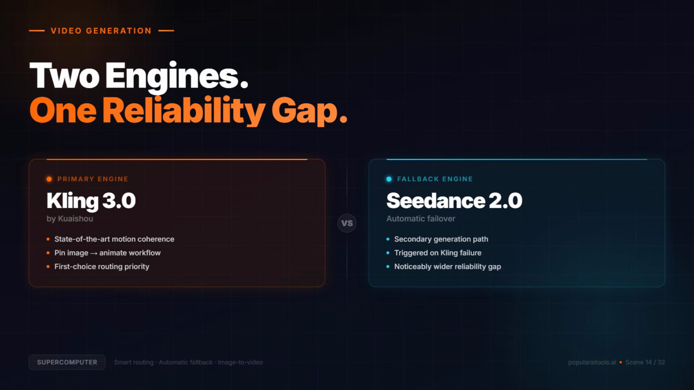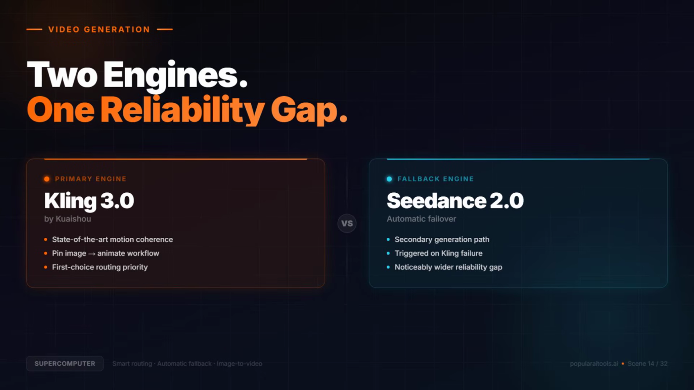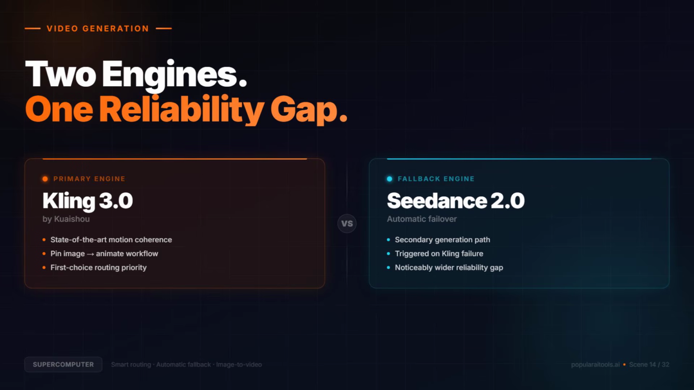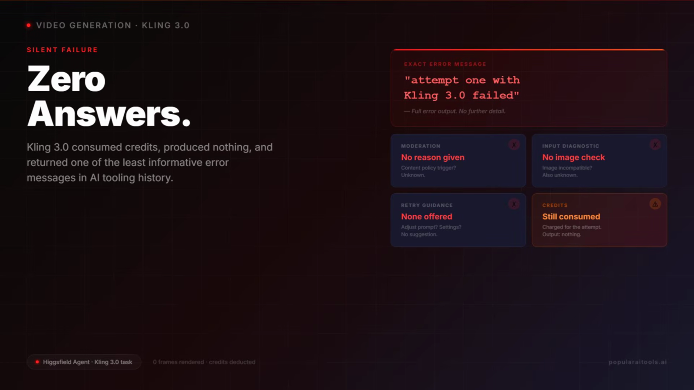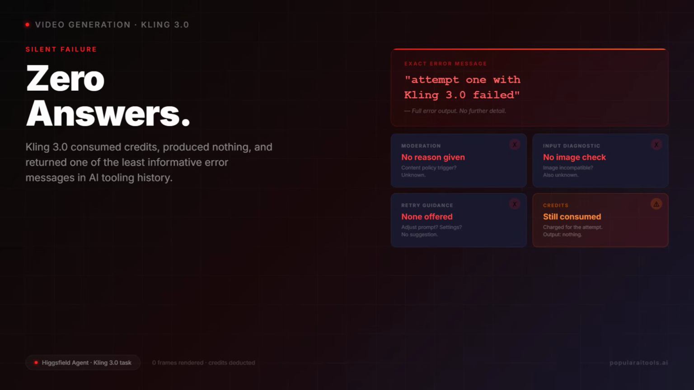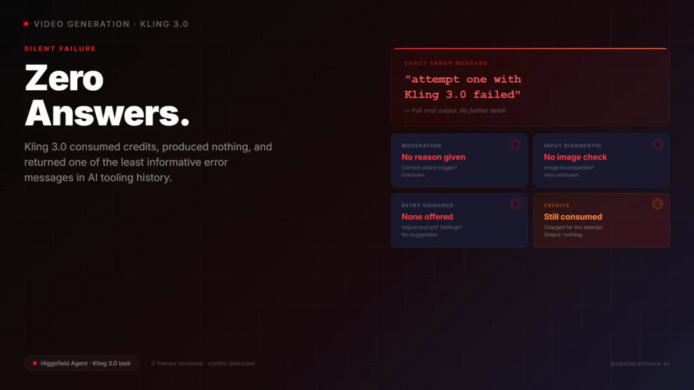So let's talk video. Supercomputer routes video generation through 2 engines, Kling 3.0 and Seedance 2.0. And honestly, the reliability gap between them right now is pretty wide. Asked the agent to animate a pinned image with Kling 3.0. It spun up, hit the checkpoint, charged credits, and failed. The exact message? Attempt 1 with Kling 3.0 failed. That's it. No reason, no diagnostic, nothing you can act on.